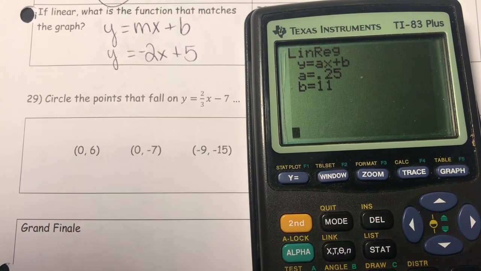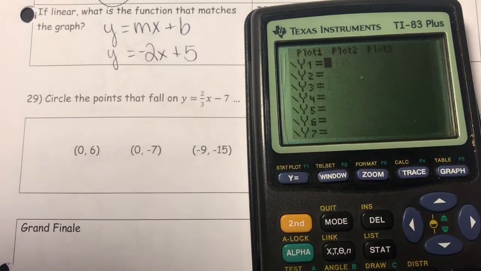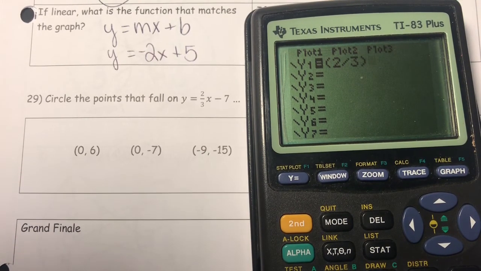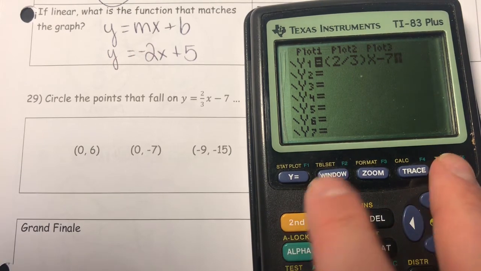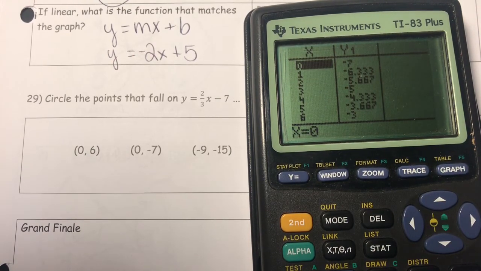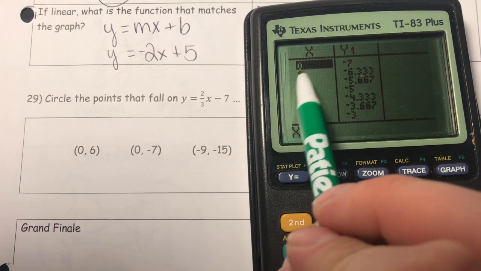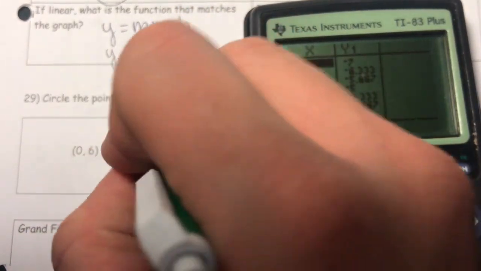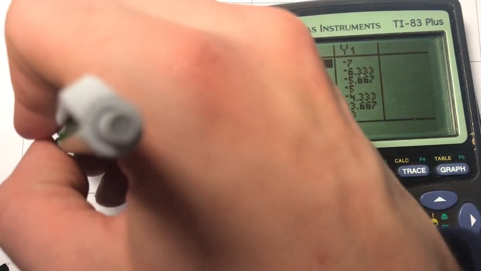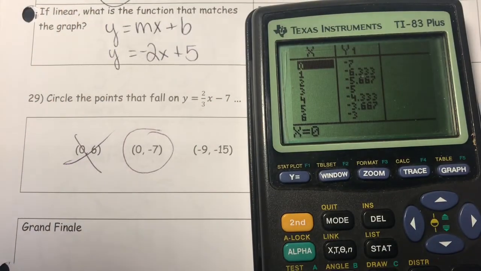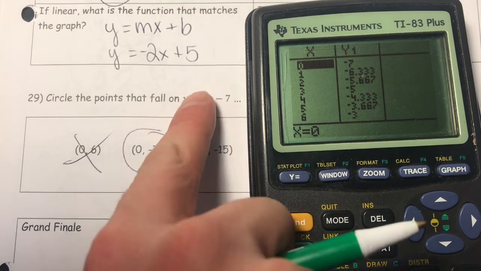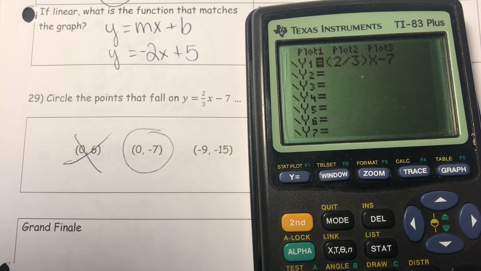Maybe I'll do part 1 and you do the rest. I'm going to type out my equation 2/3. Whenever you're doing 2/3, make it parentheses 2 divided by 3, x minus 7. I need to circle the points that fall on that graph. So if I hit second graph to go to a table, I can find out that 0 immediately matches up with negative 7. So that is a point that falls on the graph. I'm going to give you 2 minutes to find the other points that do. You're going to type that into your calculator, hit second graph, and find the other points that do. 2 minutes, go.